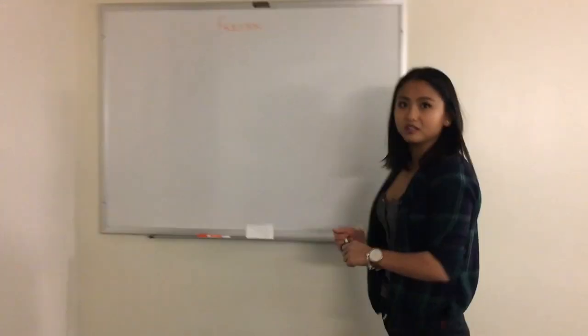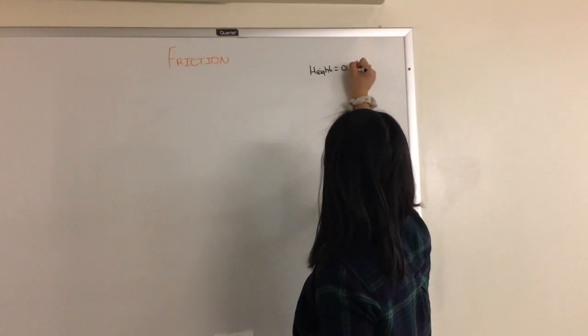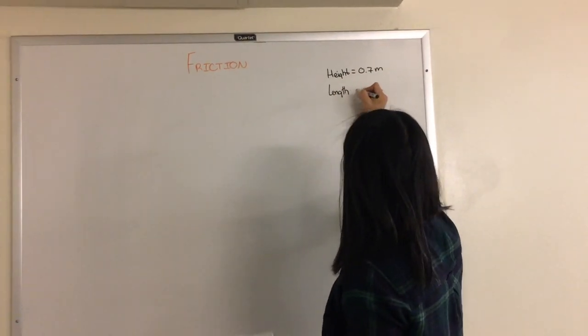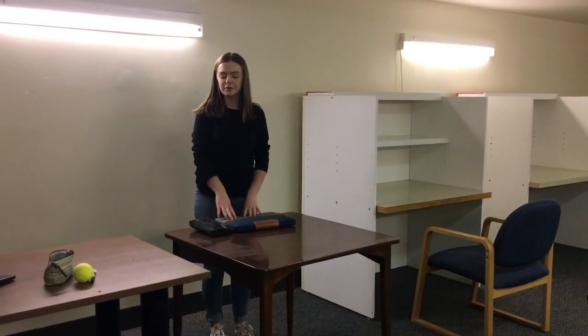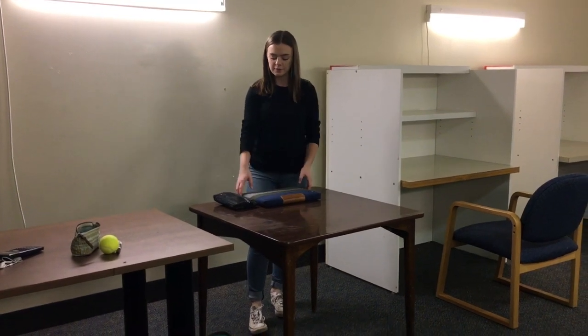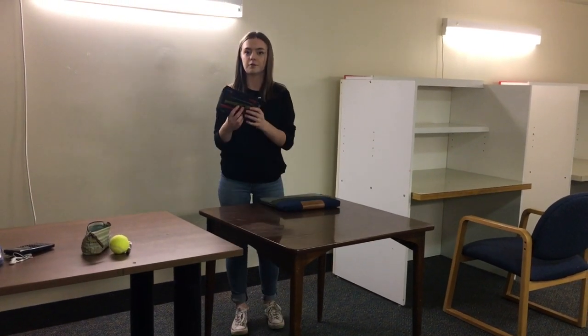Let's keep track of these and write them all down. So our height was equal to 0.7 meters, and our length is equal to 0.8 meters. Okay, now that we know the height and the length of the table, we should probably figure out the masses of these. So we measured this earlier, and this was 2.96 pounds, and the pencil case here was 1 pound.